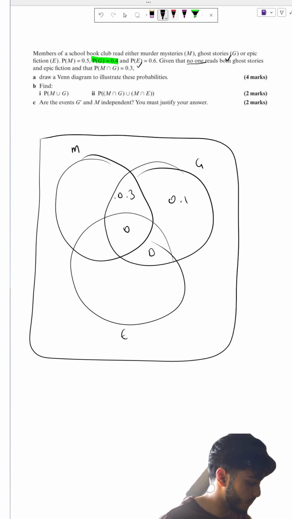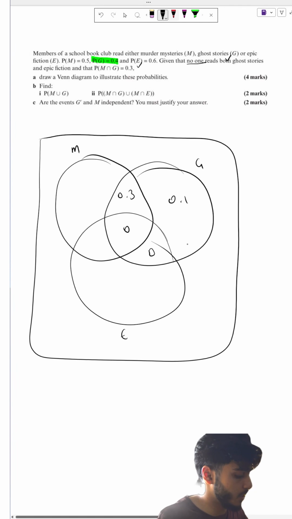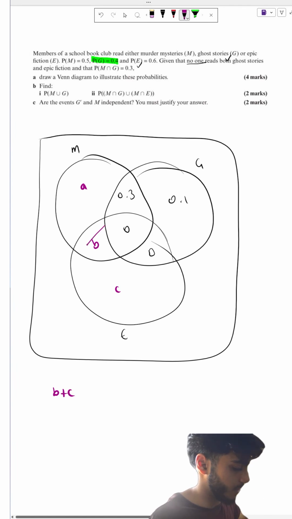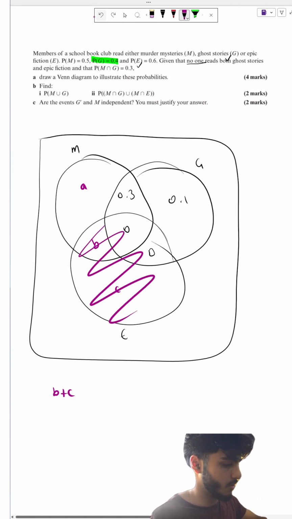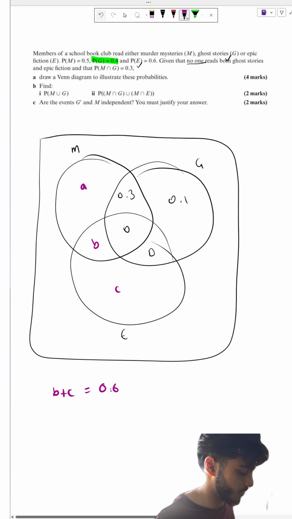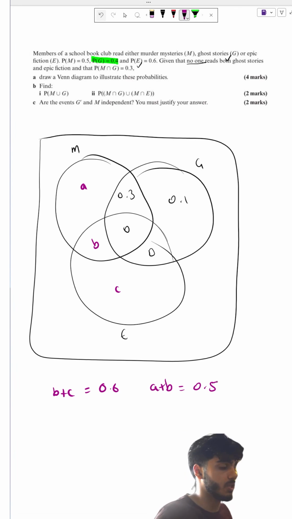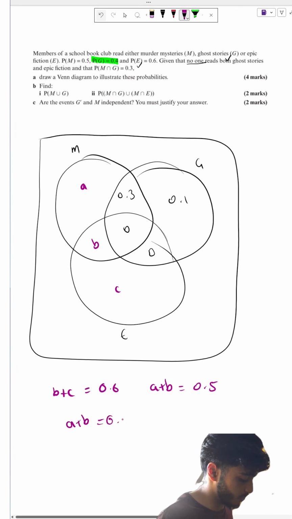Probability of E is equal to 0.6. Okay, so if the probability of E is equal to 0.6, let's call this A, B, and C. Okay, B plus C, that's all of that. B plus C is going to equal 0.6, and A plus B is going to equal 0.5. Okay, that's how I've done it. I've just added some letters in. If you don't like that, I could try to explain it another way, but I think it's a nice way of doing it. From here, we can do simultaneous equations. I'm just going to write them on top of each other.